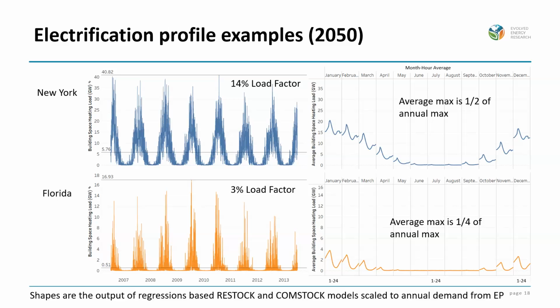Whereas here in Florida, we have a 3% load factor, right? So you can get a meandering Gulf Stream and a really cold winter morning in Florida, which creates a high peak, but the average heating load in Florida is quite low. But of course, if you had a 3% load factor and you applied that to the annual heating demand in the Northeast, you're going to get a super peak load.